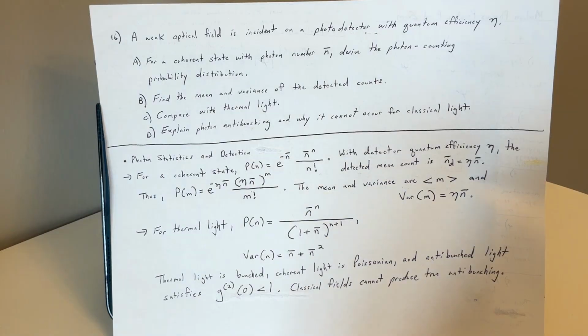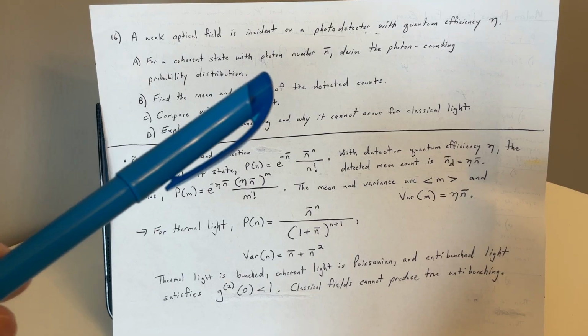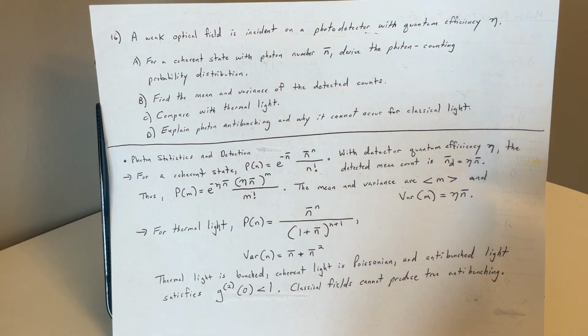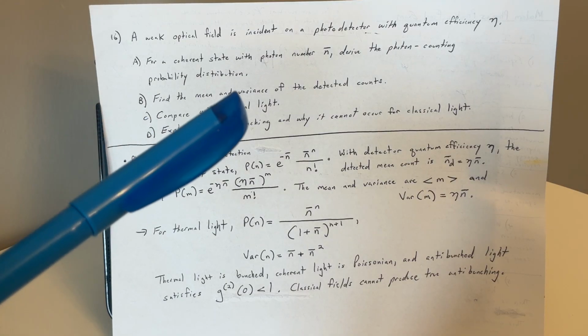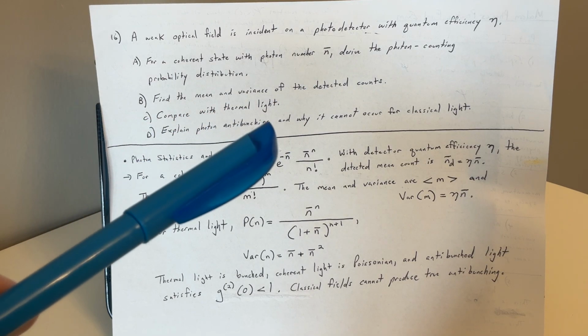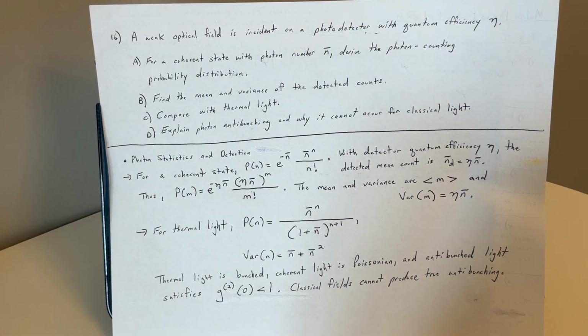In 16, a weak optical field is incident on a photodetector with quantum efficiency eta. A, for a coherent state with photon number n bar, derive the photon counting probability distribution. B, find the mean and variance of the detected counts. C, compare with thermal light. Explain photon anti-bunching and why it cannot occur for classical light. So this is a photon statistics and detection problem here.